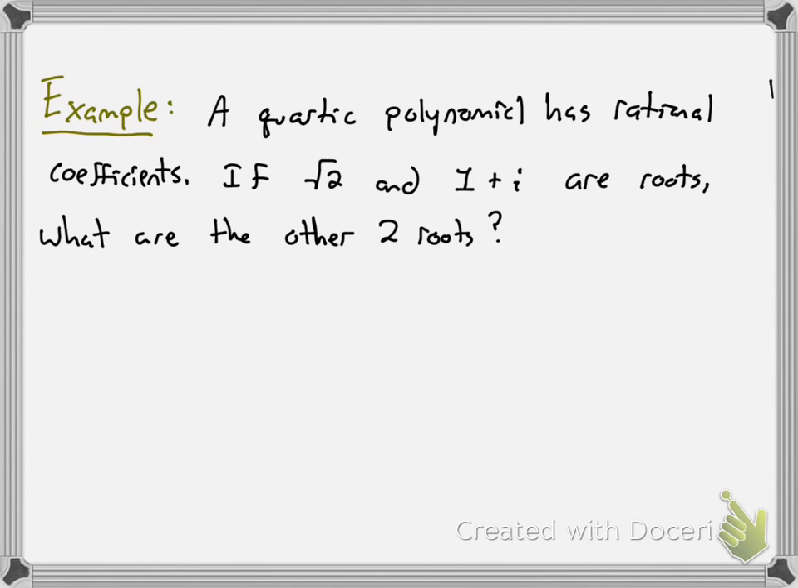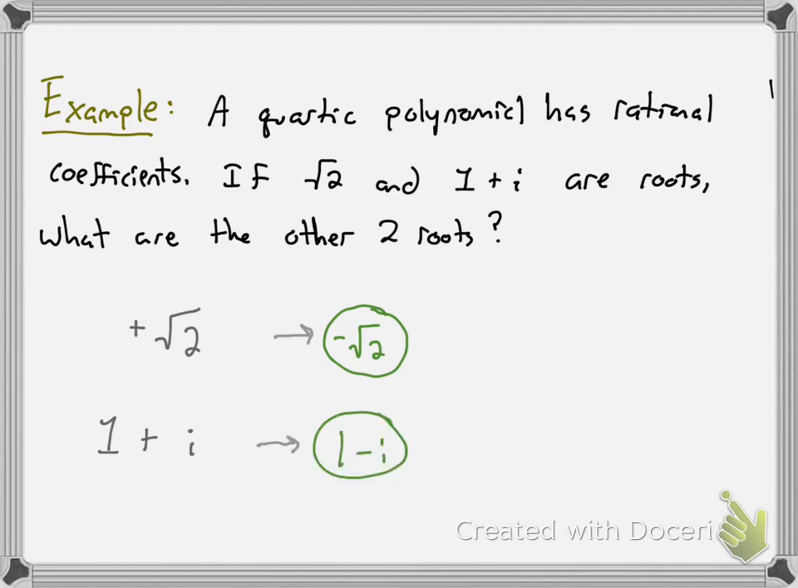So in an example here, a quartic polynomial has rational coefficients. All I know is that positive square root of 2 and 1 plus i are roots. Just looking at that, what would the other two roots have to be? So I have positive square root of 2, 1 plus i. So the conjugates here would be negative square root of 2 and 1 minus i. So I could conclude that those would also have to be roots of that polynomial function.